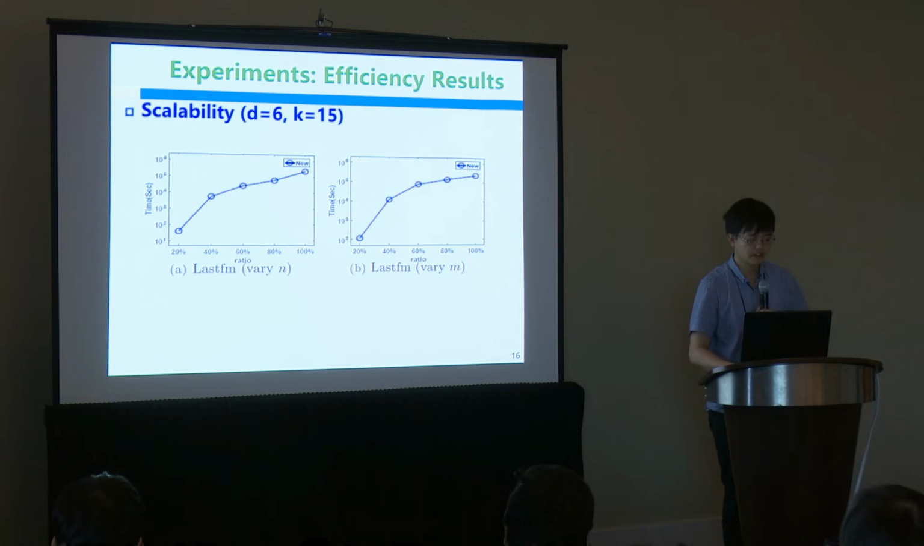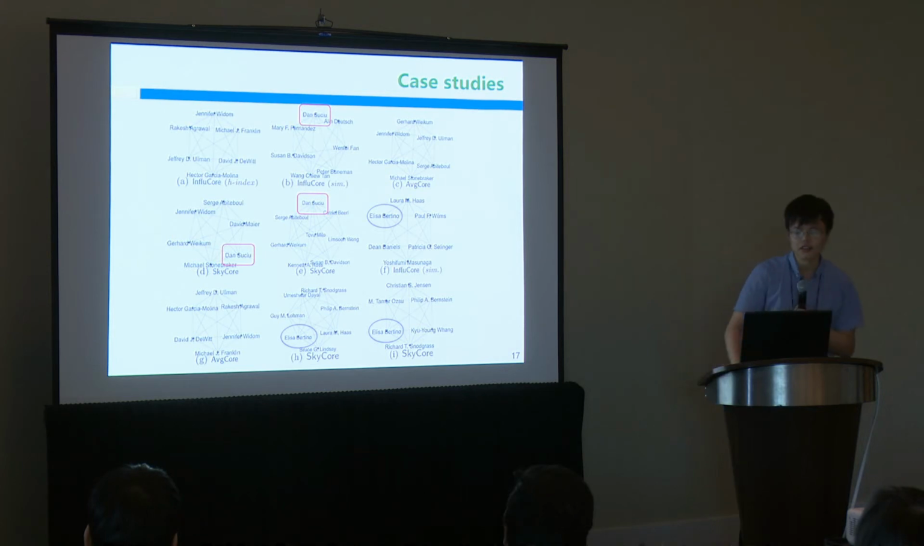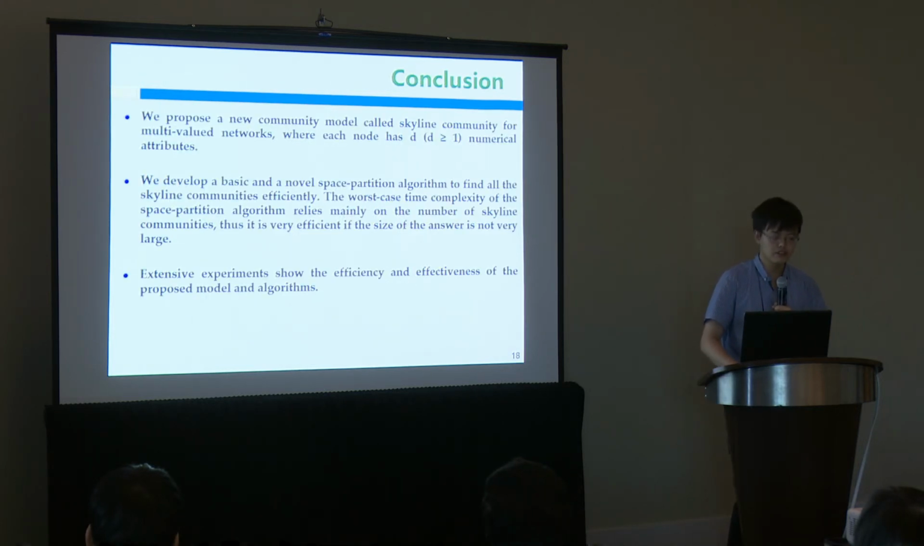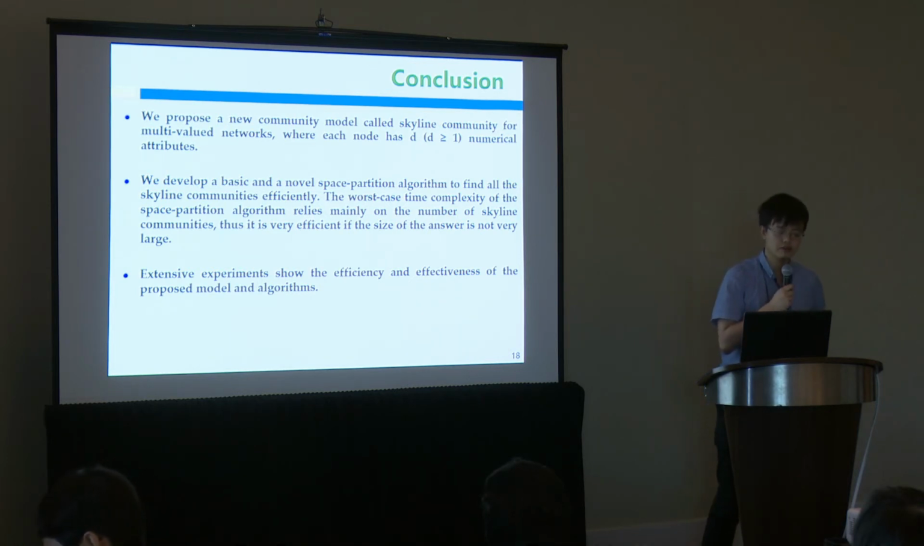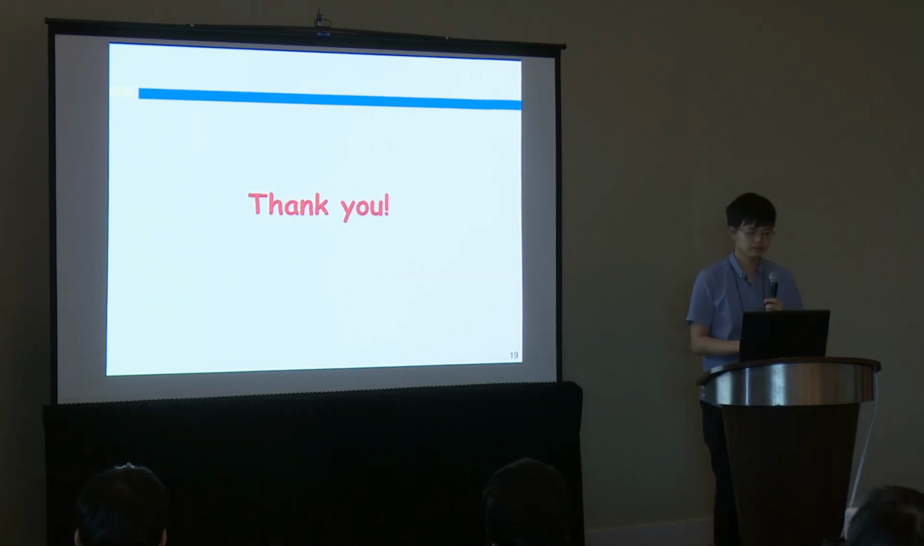Here is the result when we vary the scalability. And here is the case study. Finally is our conclusion. We proposed a community model on the multi-valued network, and we give the basic and advanced algorithms. Finally, we extend the experiment. Thank you.